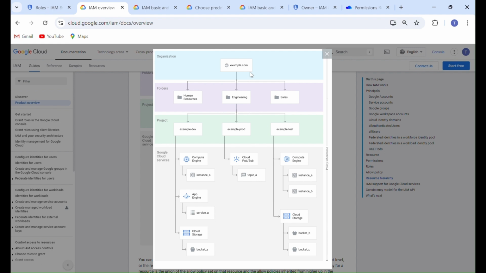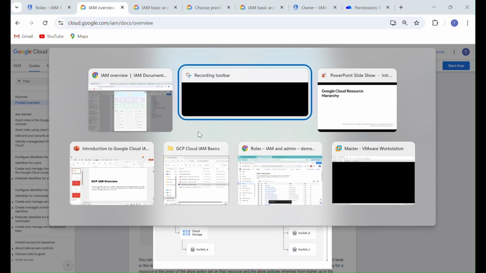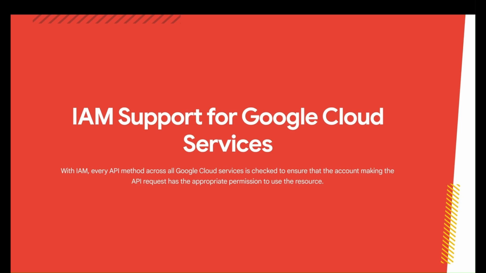That's how the resource hierarchy works, and this is how a company will structure their organization so they can easily enforce policy. Even if they want to enforce some policy, they can enforce it at the folder level or the project level. Based on their teams and requirements, they will segregate and assign the policies. And last but not least, IAM support for Google Cloud services.